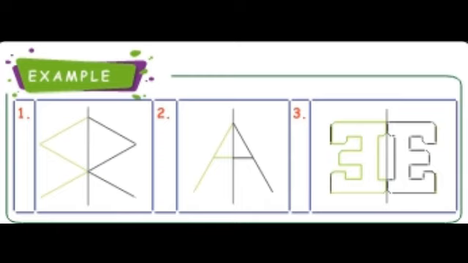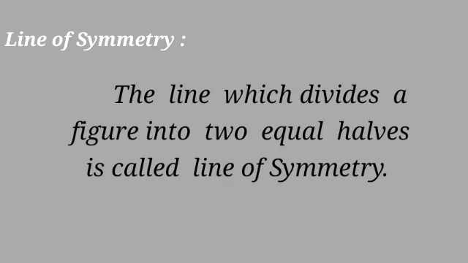Now the next one is symmetry. What is called symmetry? Just now I told you about symmetrical figures. Now in depth: a line which divides a figure into two equal halves. How many equal halves? Two equal halves. It is called the line of symmetry.